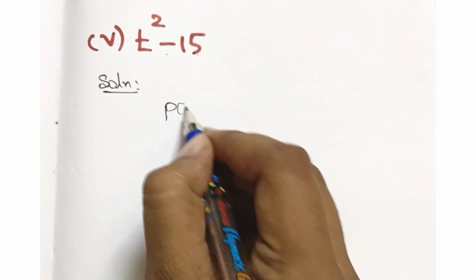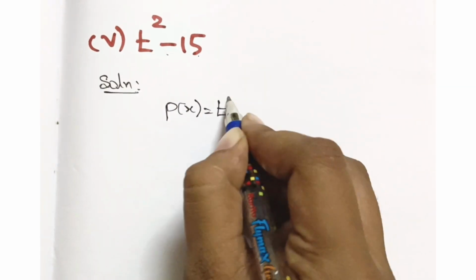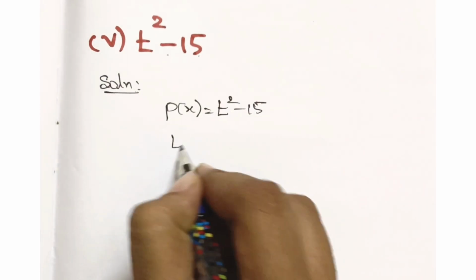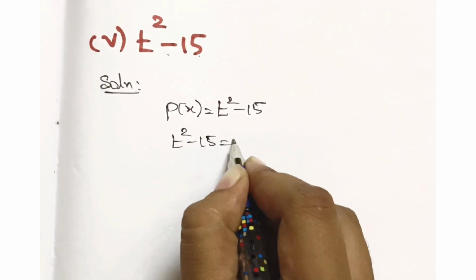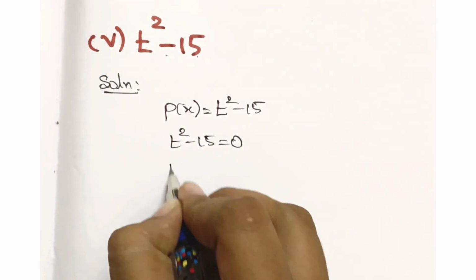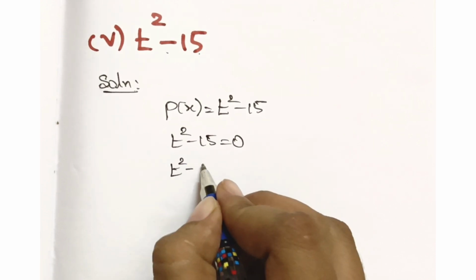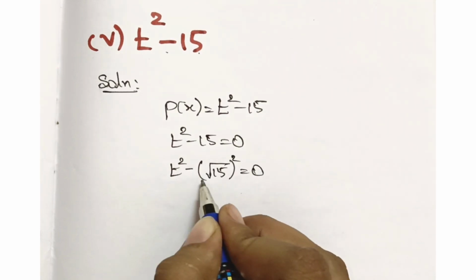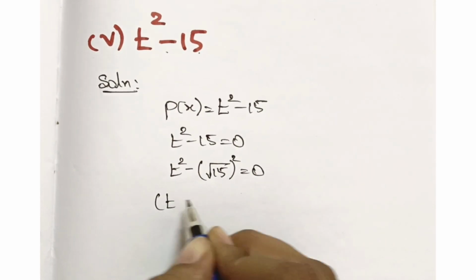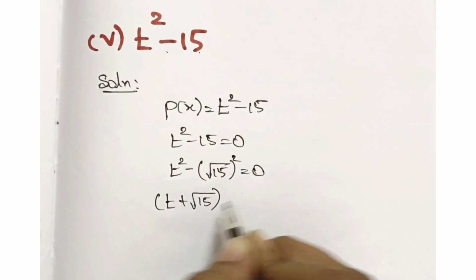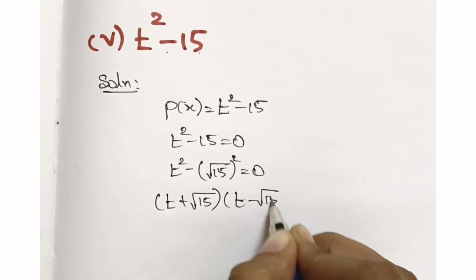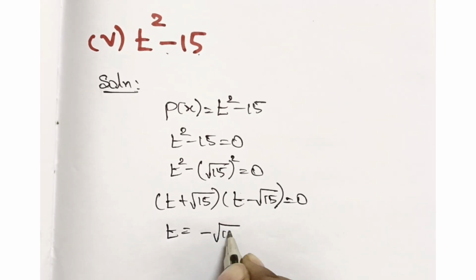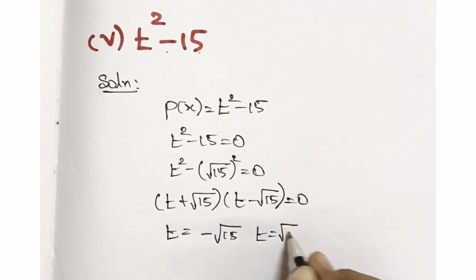Just t square minus 15. Here the t term is 0. Equate this polynomial to 0. Here you have to use the a square minus b square formula. So t square minus root 15 square equal to 0. So this is in the form a square minus b square. We have to use the formula a plus b into a minus b equal to 0. t equal to minus root 15. Here t equal to root 15.